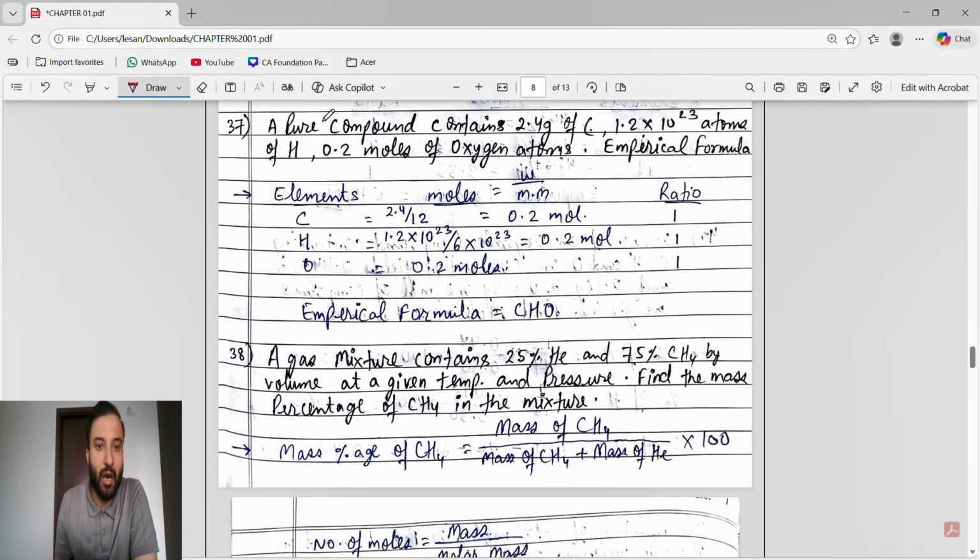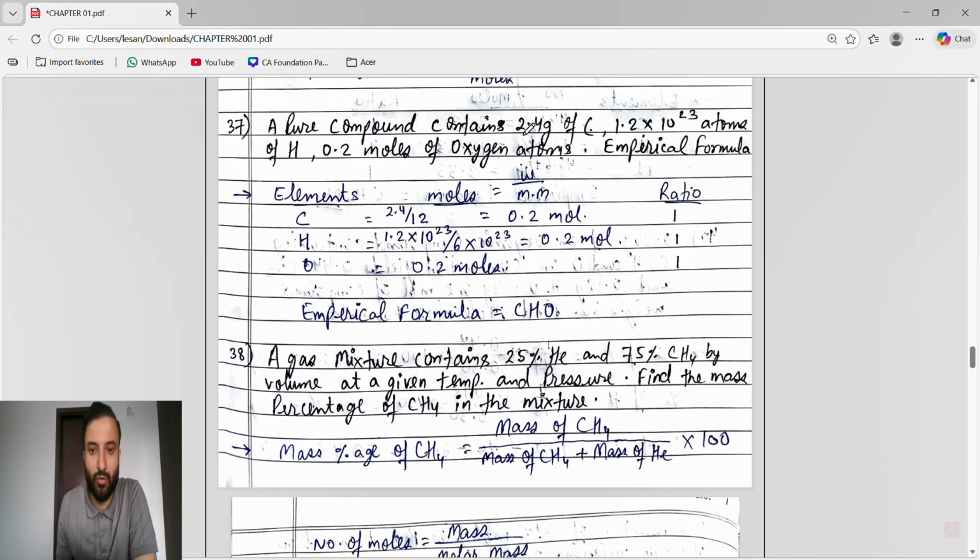Okay. Next, a pure compound contains 2.4 gram of carbon, 1.2 into 10 to the power of 23 atoms of hydrogen, and 0.2 moles of oxygen atom. Find the empirical formula. Guys, very easy thing. First of all, we write the elements. What are the elements? Carbon, hydrogen, oxygen. Carbon, hydrogen, oxygen elements are there.